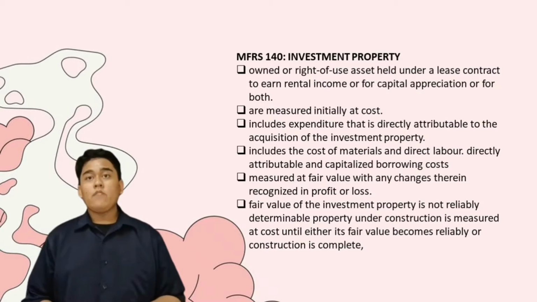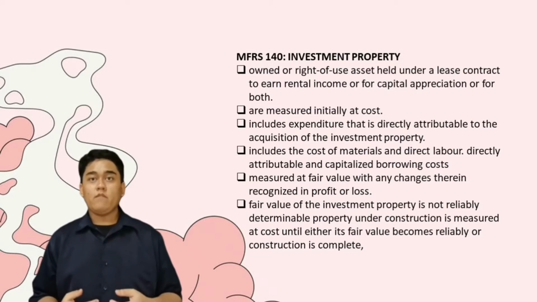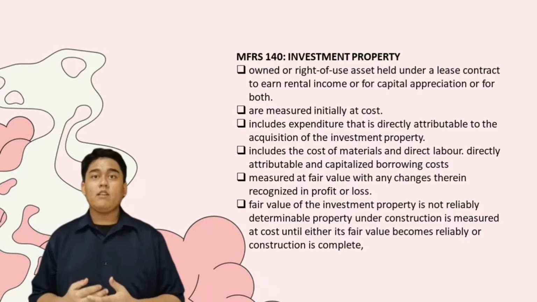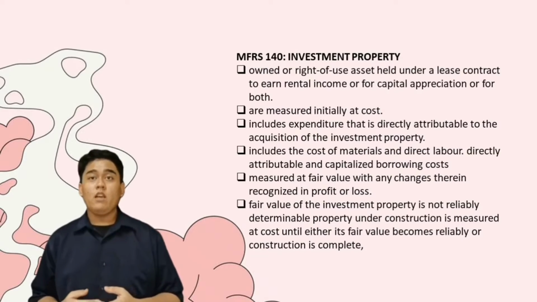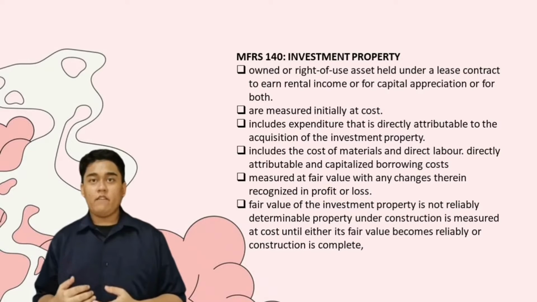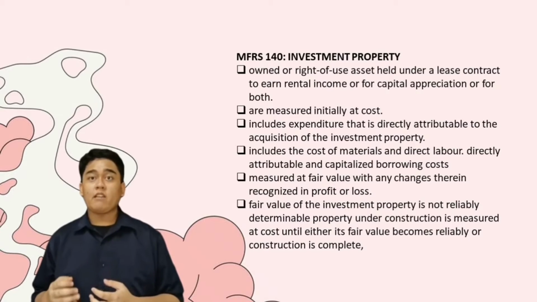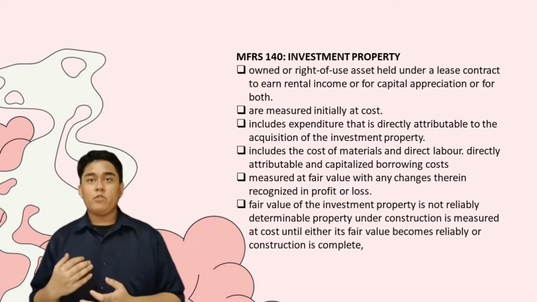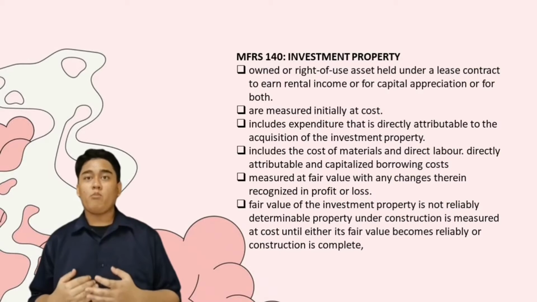For measurement, investment properties are properties which are owned or right-of-use assets held under a lease contract to earn rental income or for capital appreciation or for both, but not for sale in the ordinary course of business, used in the production or supply of goods or services, or for administrative purposes. Investment properties which are owned are measured initially at cost. Costs include expenditure that is directly attributed to the acquisition of the investment property.